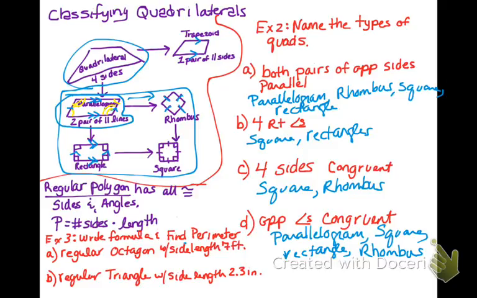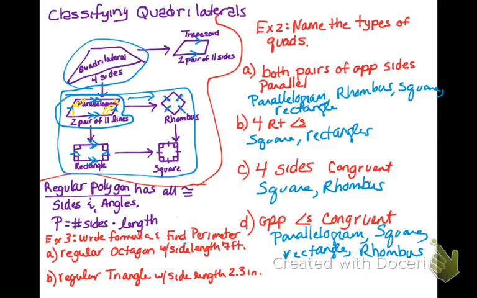Okay, last section. This is example 3, but there's something you need to know. A regular polygon has all congruent sides and angles. Everything is congruent. So a square is a regular polygon. An equilateral triangle is a regular polygon. The formula they want you to use for perimeter is P equals the number of sides times the length. We are going to make formulas for it, and then we're going to solve it.